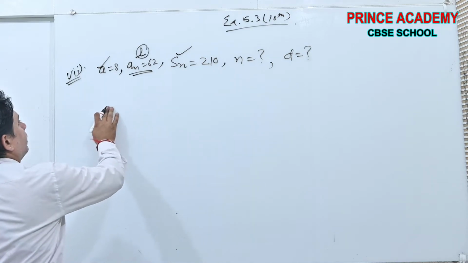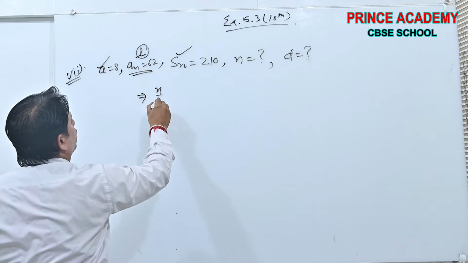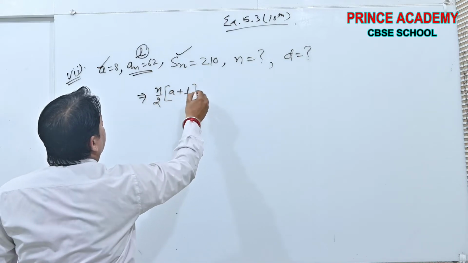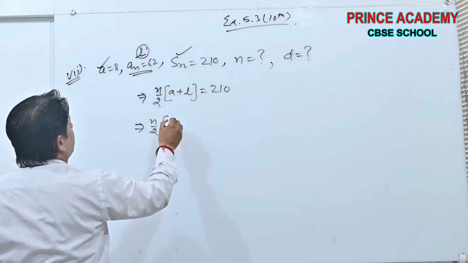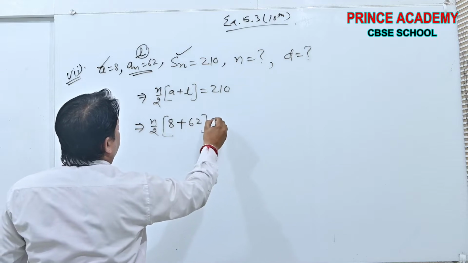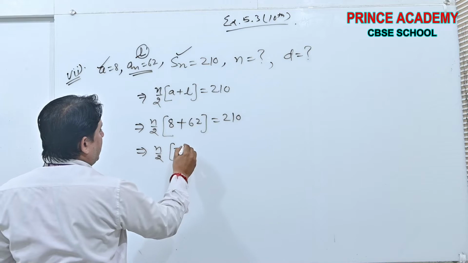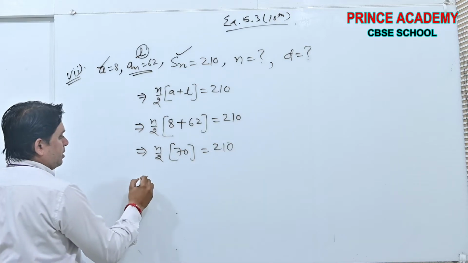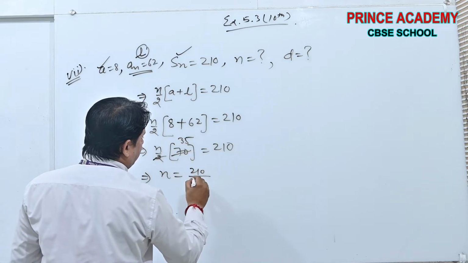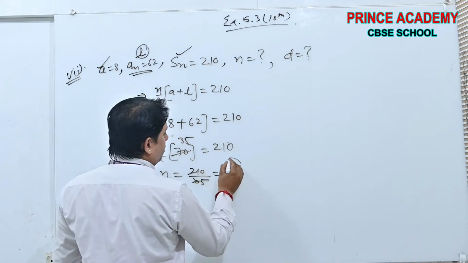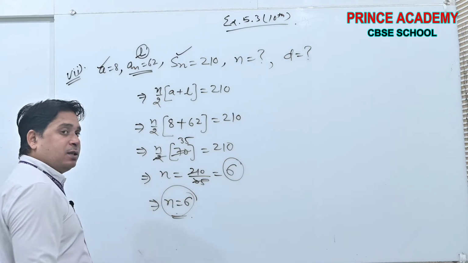Okay, see. From here, can I write, n by 2 into a plus L is 210. Put the values of a and L. a is 8, L is 62, and this is n by 2 into 70 is 210. n is equal to, see beta, this is 35, 210 by 35, it will be 6, yes or no? From here we got n is 6.